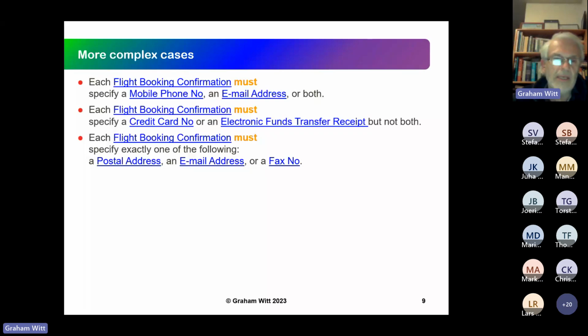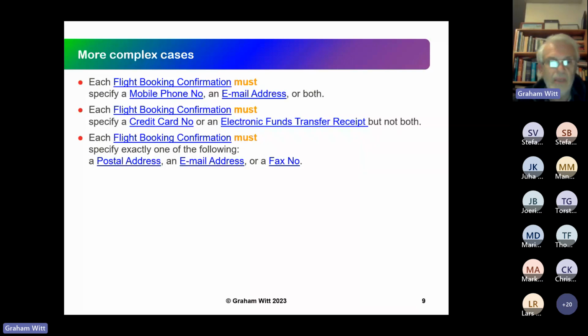to be able to contact someone who has booked a flight, they must specify either a mobile phone or an email address or both. However, when it comes to paying for the flight booking, then they must specify one or the other, but not both. So the credit card number or the electronic funds transfer receipt, but not both. And of course, that is one of two, but when it's one of three or more, then we need a slightly different formulation at least there.